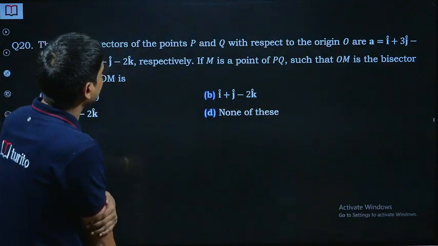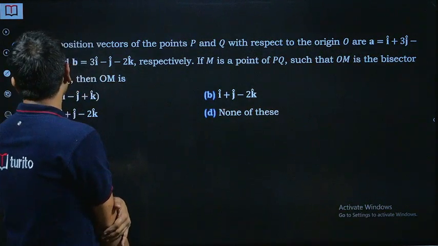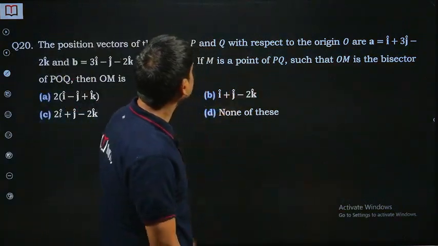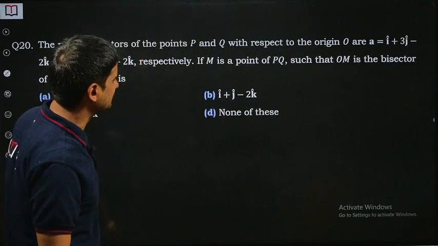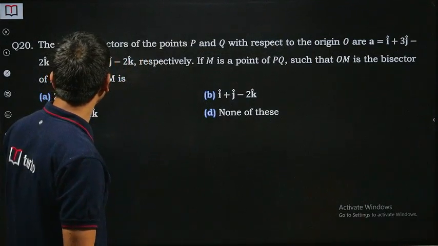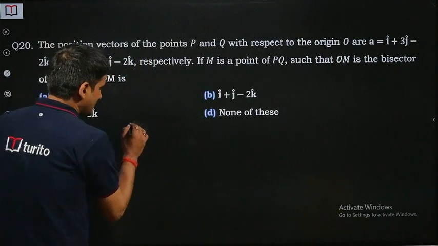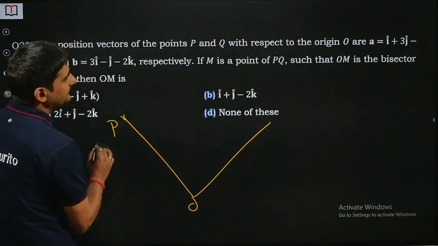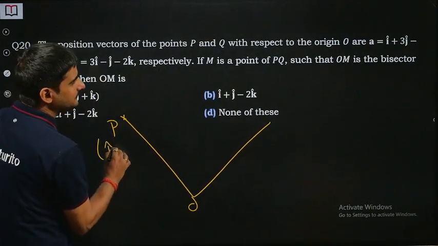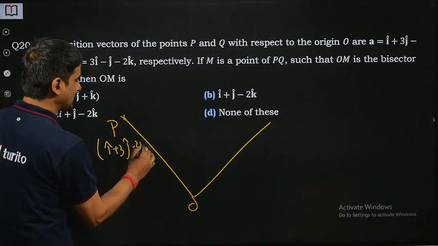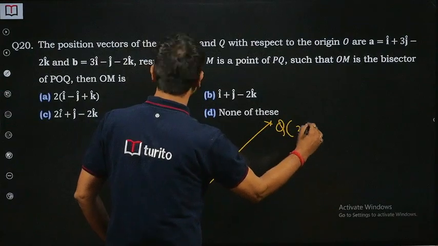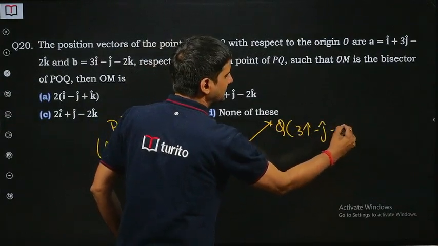The position vectors of points P and Q with respect to origin are A and B respectively. M is a point on PQ such that OM is the bisector of angle POQ. So see, O, this is P, its position vector is i cap plus 3j cap minus 2k cap, and this is Q, its position vector is 3i cap minus j cap minus 2k cap.